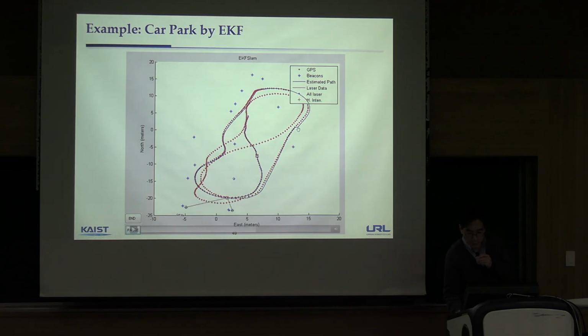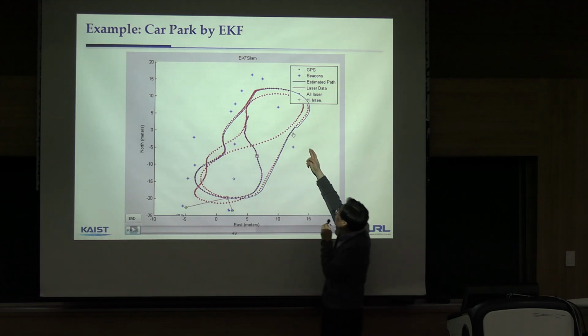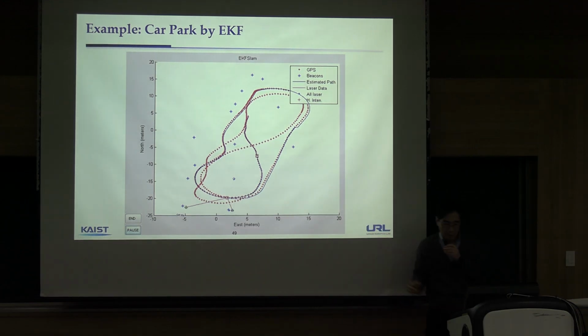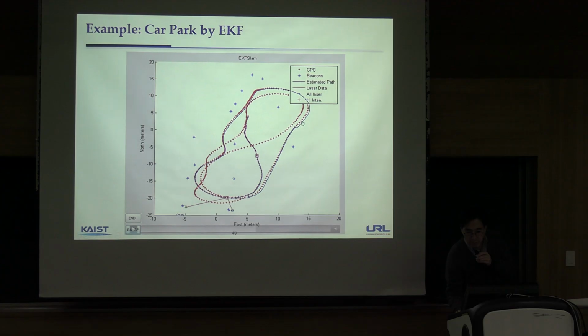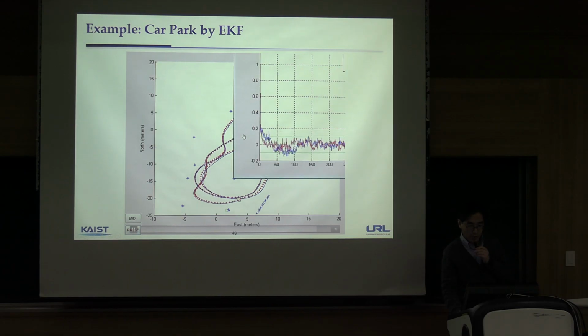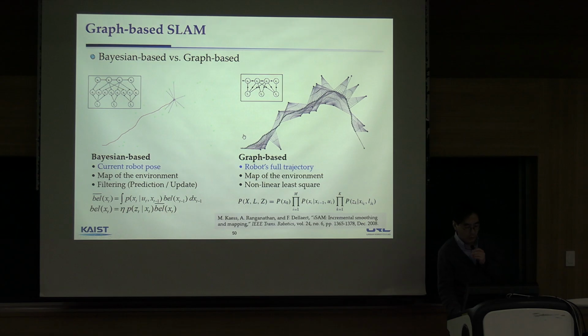And at this time, you can see that until now there was some kind of error. There was some error right here, but at this time we observed some landmarks again. So that's why we have decreased uncertainty. We have decreased error, and it follows quite well. Okay, so this is the example you can have.